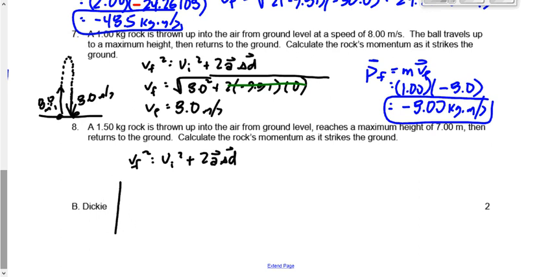And if I'm analyzing just the trip down, then VI will be 0 meters per second. It doesn't start at rest on the ground. The second part of the problem, as it descends from the max height, starts at 0. It starts from rest. So analyze the trip down. Let's say VF is equal to the square root of 2 times negative 9.81 times my displacement, which is negative 7.